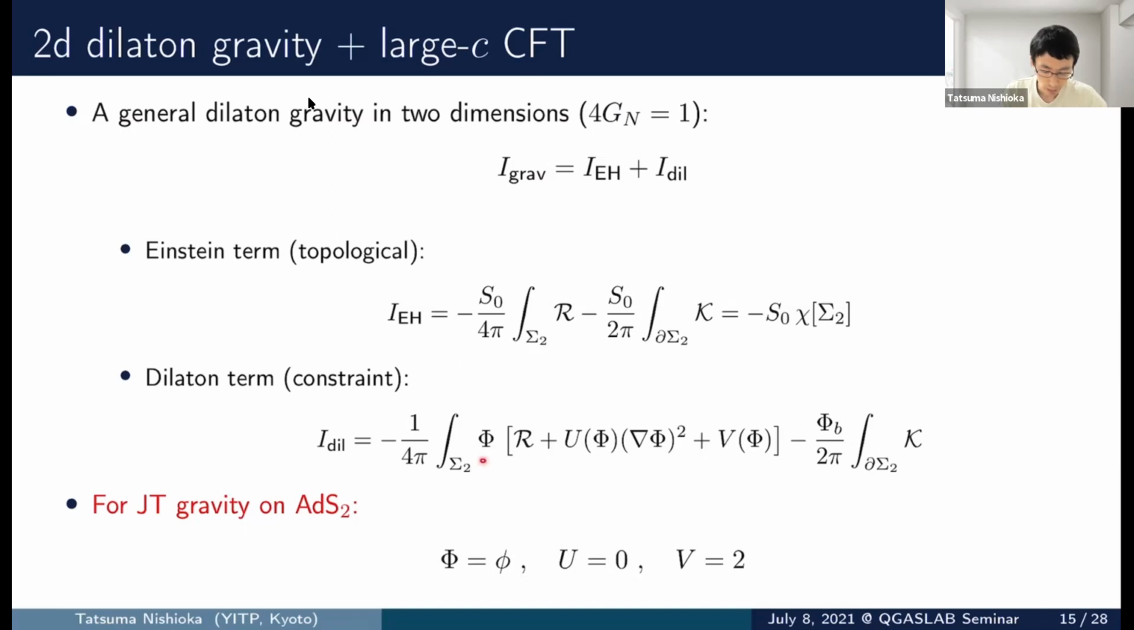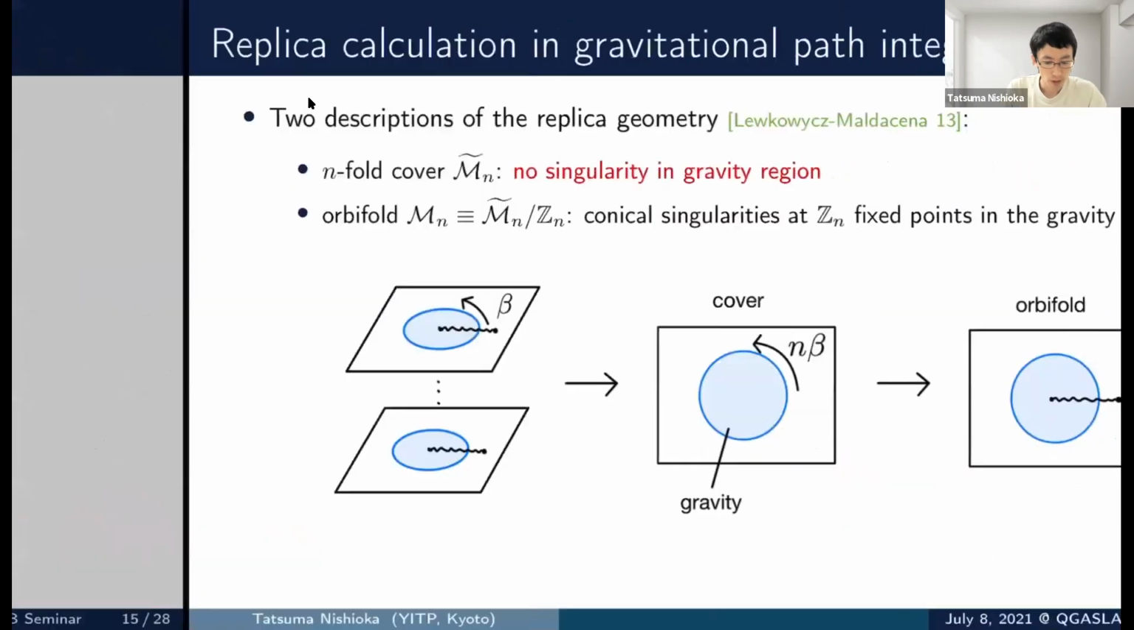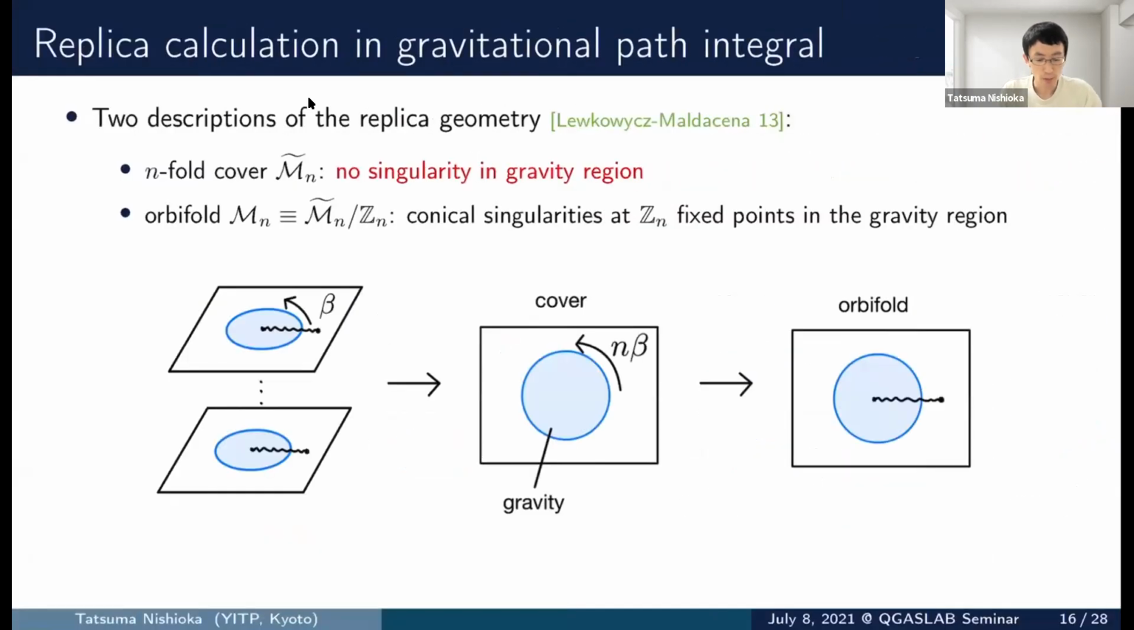Typically, this dilaton term does not have any dynamical information, but only gives rise to a constraint, at least in simple models of gravity like JT. Actually, I'm going to only use JT gravity in the following, so maybe this point doesn't matter. Now I'd like to apply the replica calculation using the gravitational path integral. Here I just naively follow the Lewkowycz-Maldacena prescription.